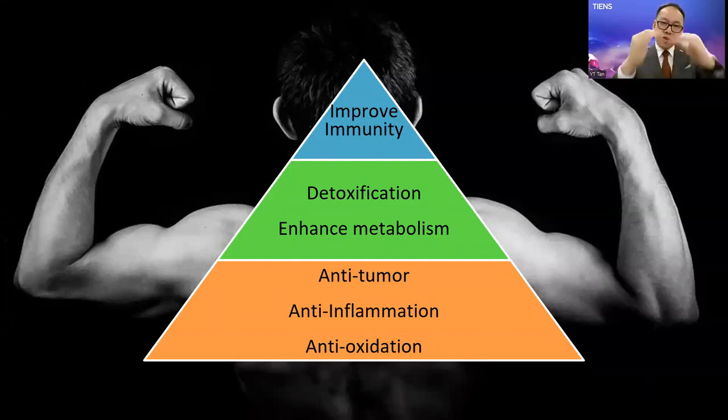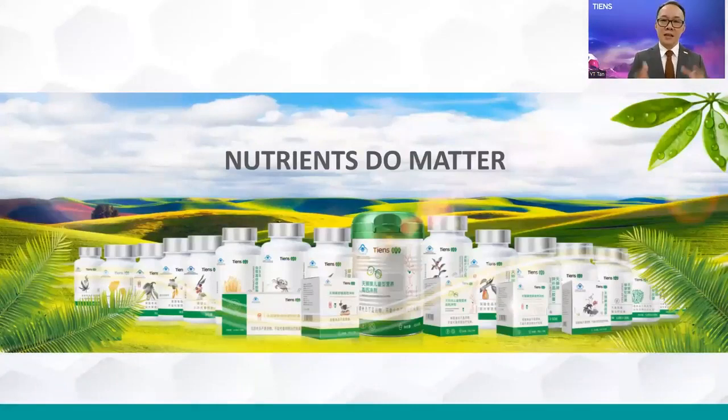So when you settle the bottom part and have done the toxin, then you can go on to improve your immunity. The same thing, you can go for vitamin D3, vitamin C, zinc, magnesium, and selenium. All these improve the immunity. All these you can find in our Tiens products. That's why we have a whole range of products which can take care of your whole situation, from antioxidants to anti-inflammation to anti-tumor, and then detoxification, enhancing the metabolism, and even improving your immunity.